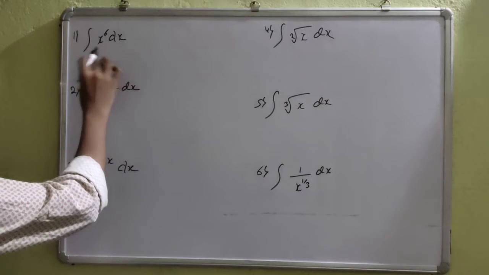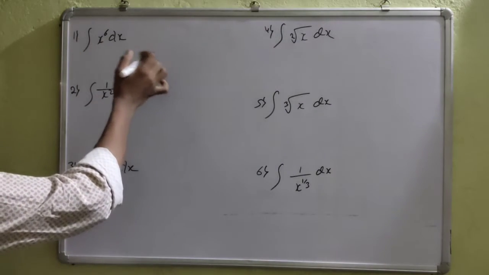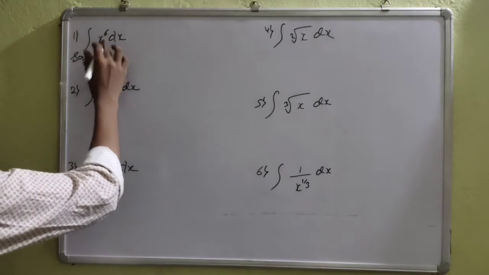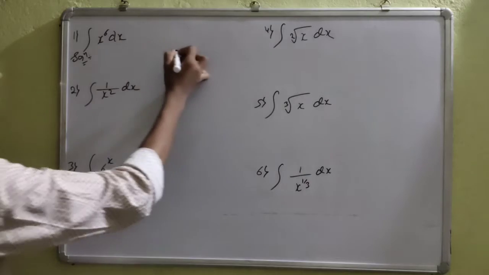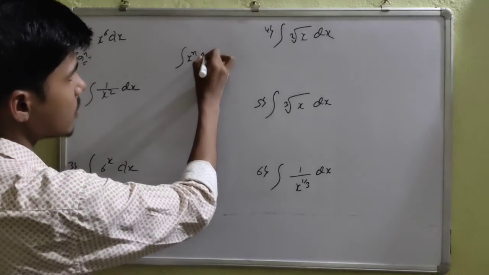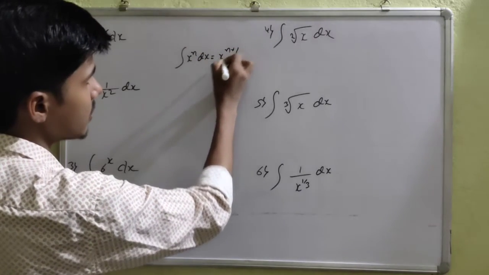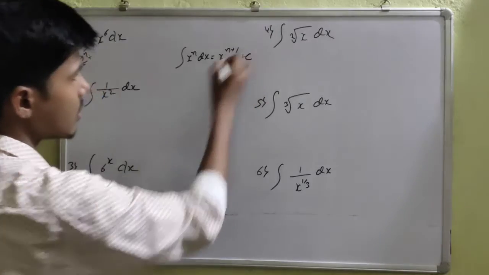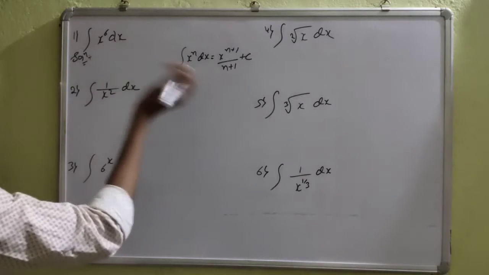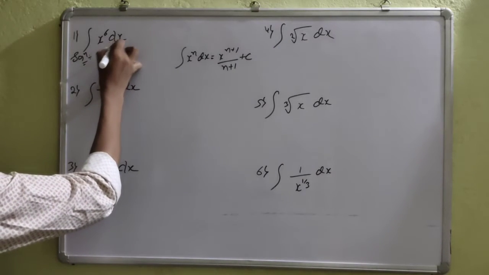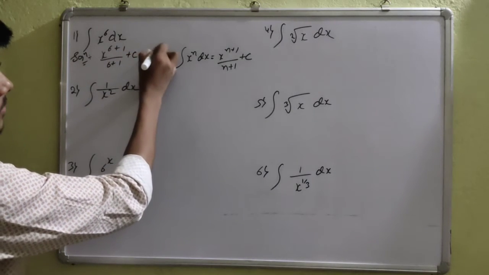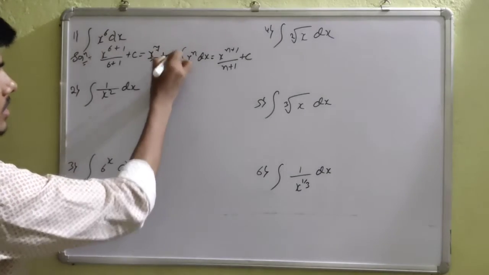Question number 1 is integration of x to the power 6 dx. We have already learned the formula: integration of x to the power n is equal to x to the power n plus 1 divided by n plus 1 plus c. Here n is 6. So simply we can write x to the power 6 plus 1 divided by 6 plus 1 plus c. That means x to the power 7 divided by 7 plus c.